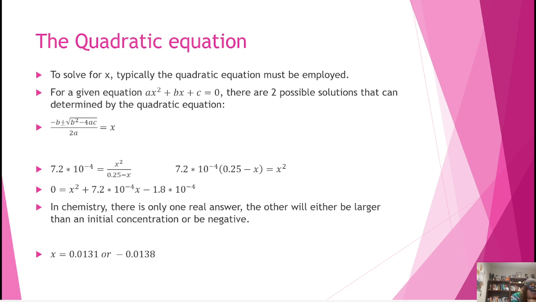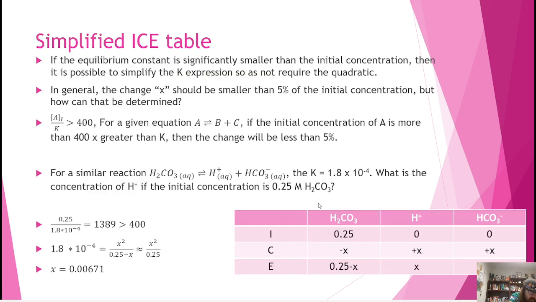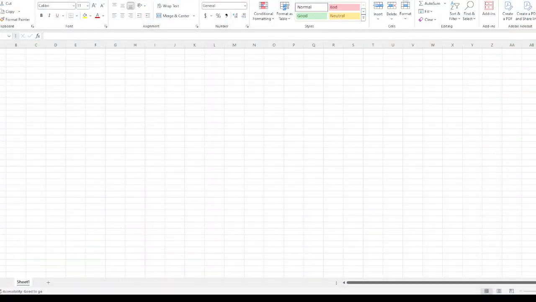E to the -4. And the correct answer is 0.0131, and the correct answer is 0.00671. I want to show you another way to do this that essentially works what I just did. So we're going to solve this in parts, and it's simply what I just did, except it takes it one more step further.